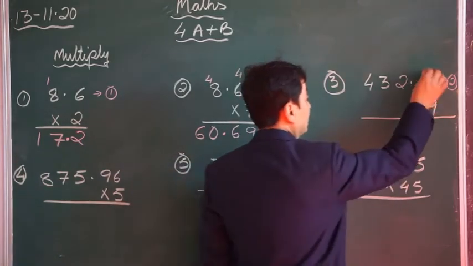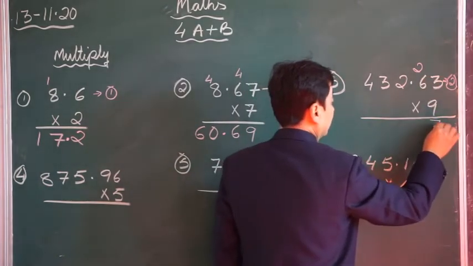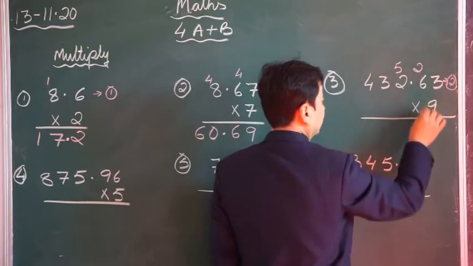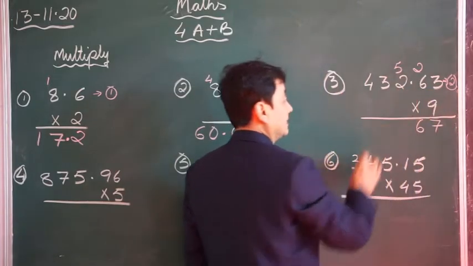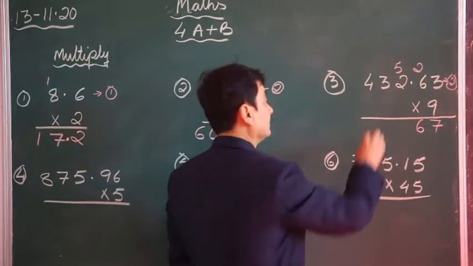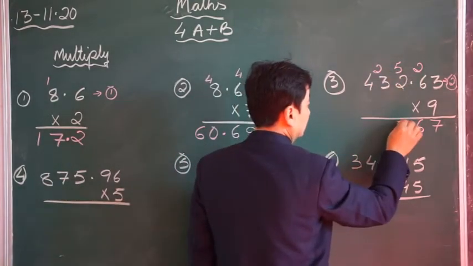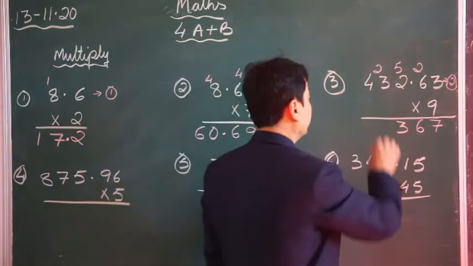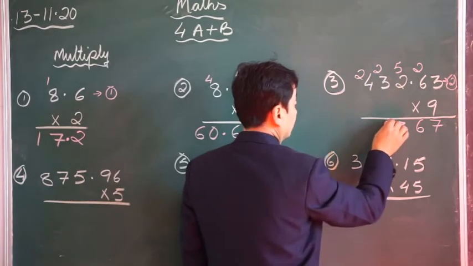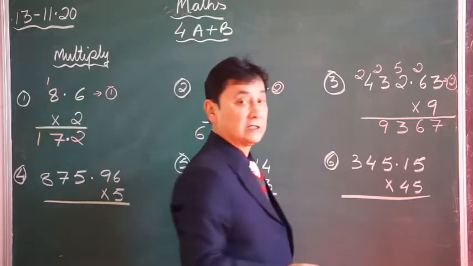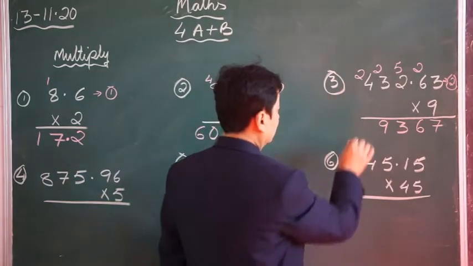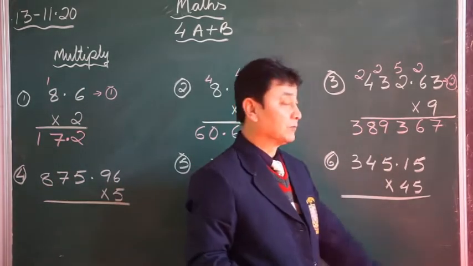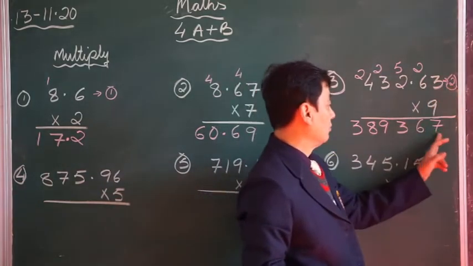So 9 threes are 27. 9 sixes are 54 plus 2, 56. 9 twos are 18 plus 5, 23. 9 threes are 27 plus 2, 29. 9 fours are 36 plus 2, 38. So we have finished multiplying. Now we must put the decimal point. After how many places? 2. 1, 2.